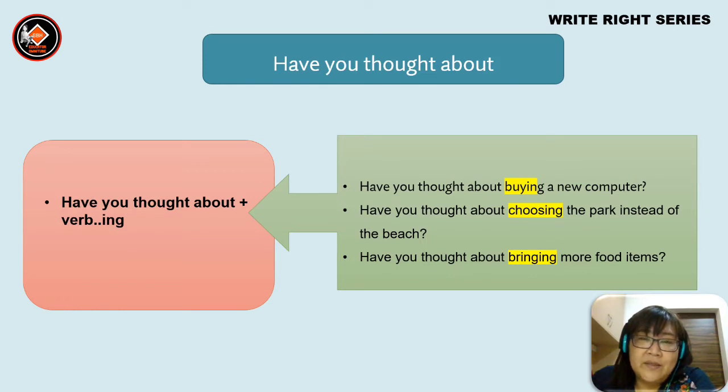Next we have the phrase, or the structure, have you thought about? Have you thought about plus verb ing. So these are the examples. Have you thought about buying a new computer? Have you thought about choosing the park instead of the beach? Have you thought about bringing more food items?